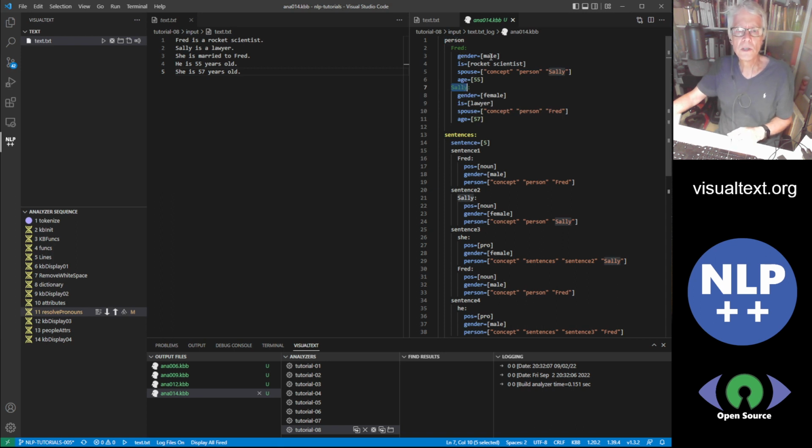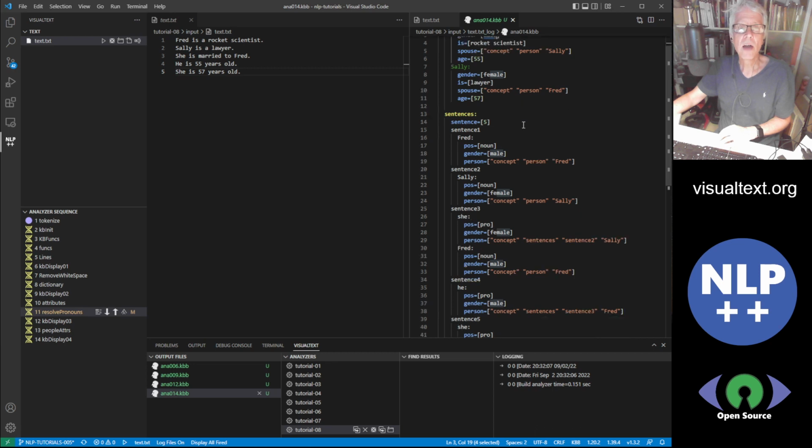Fred's gender is male. He is a rocket scientist. His spouse points to Sally in the brain. So yeah, the concept person Sally, and that's this concept. Again, you can have concepts point to other concepts, and his age is 55. Sally is female, is a lawyer. Her spouse is Fred, pointing to Fred here, and her age is 57. So from this text, we've gotten two people in our long-term memory. We'll call this our long-term memory in our KB of Fred and Sally and all the attributes of those two people.